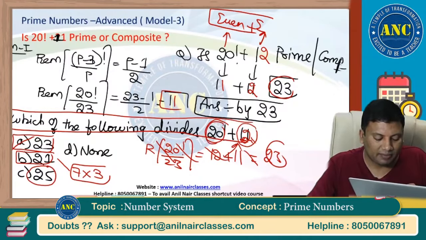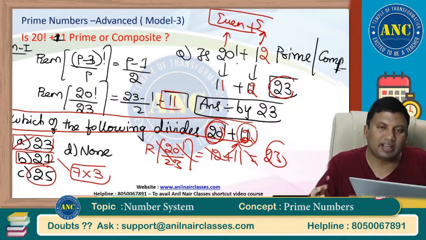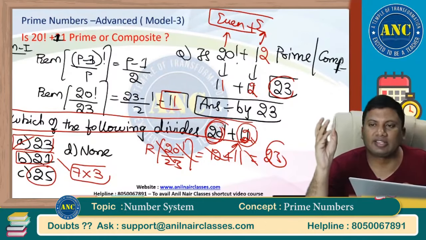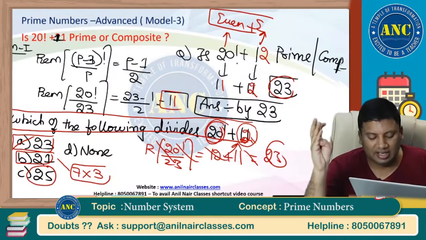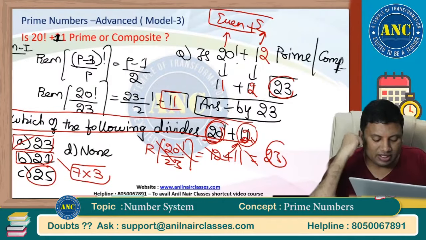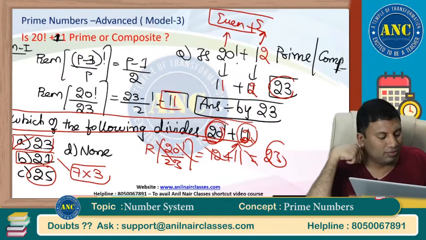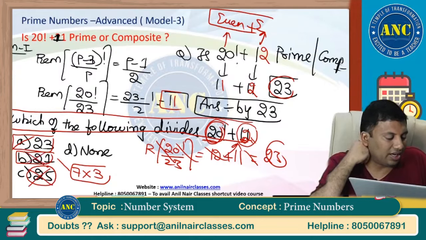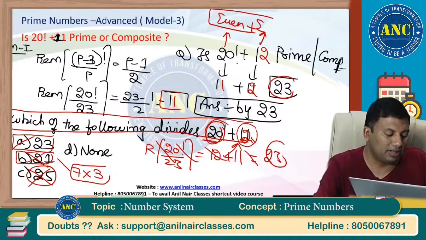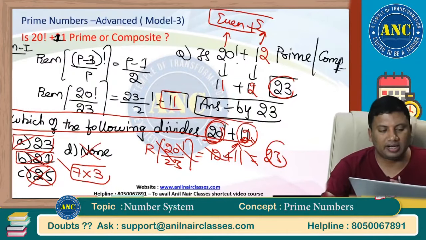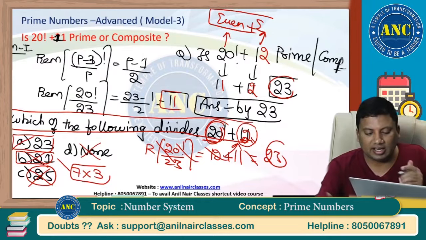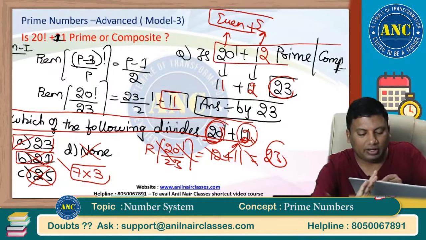25. Here 20 factorial contains 5, 10, 15, 20. It is divisible by 25. 12 is not divisible by 25. 21 cannot be the answer. 25 cannot be the answer. None of these three is right, but 23 is right. So none is also eliminated. I hope the idea is clear. The question is 20 factorial plus 12.